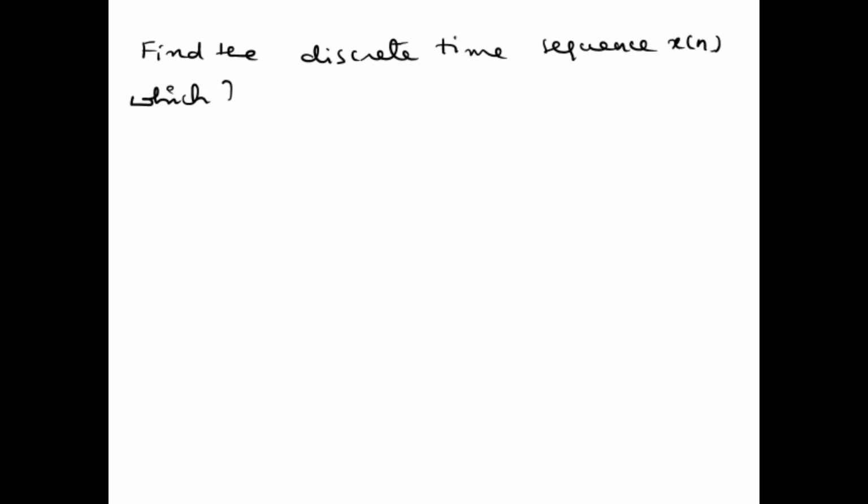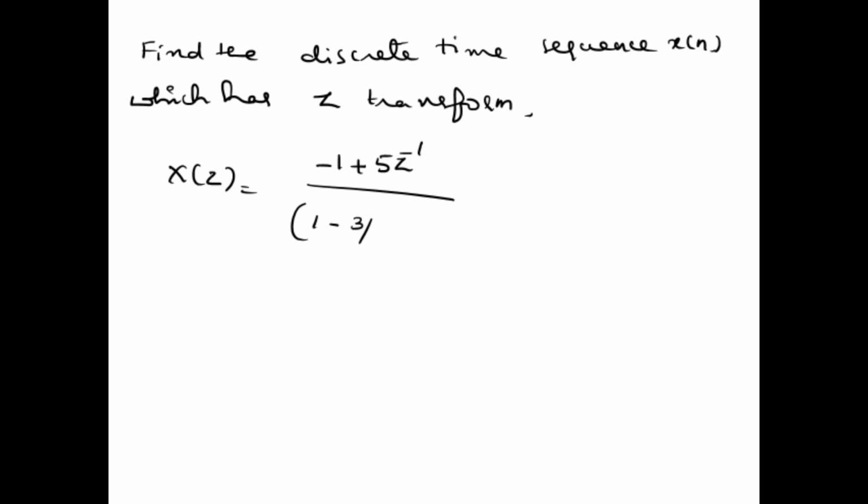First problem, find the discrete time sequence x of n which has Z transform x of z is equal to minus 1 plus 5 z inverse divided by 1 minus 3 by 2 z inverse plus half z to the power minus 2, with ROC mod z is greater than 1.